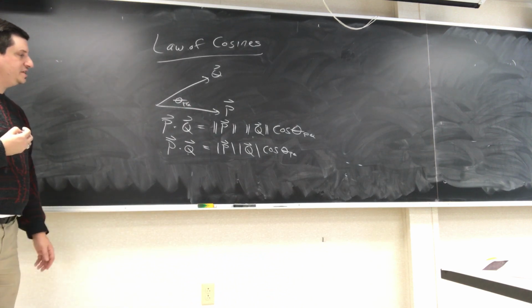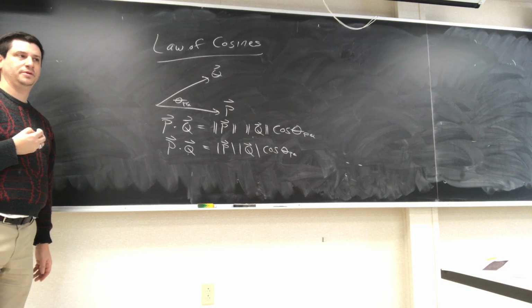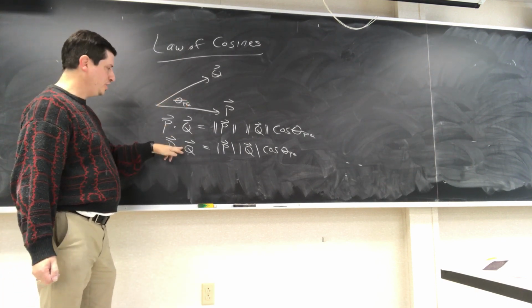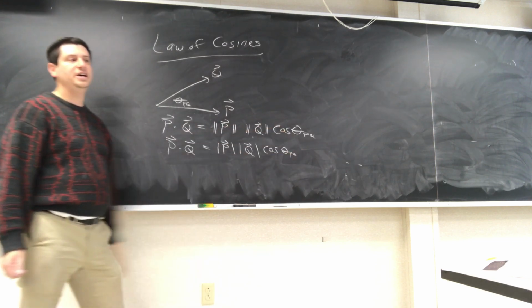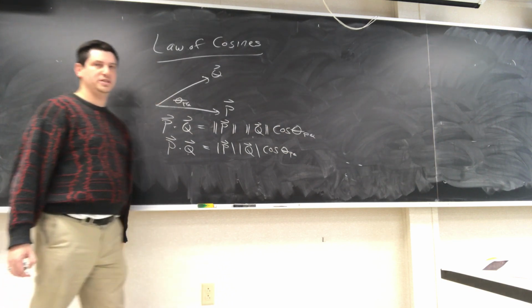What this tells us is that there is a relationship between the dot product and geometry. Now what's nice is, if I flip the order of the vectors, it's not going to change the dot product, and it's not going to change the cosine of the angle, because cosine of theta is the same as cosine of minus theta. So we do not have to worry about orientation.